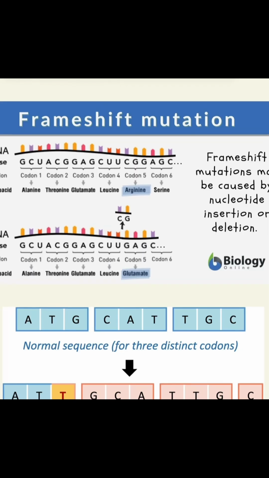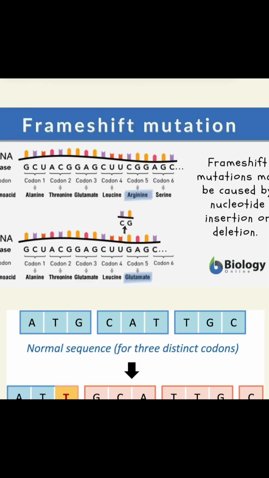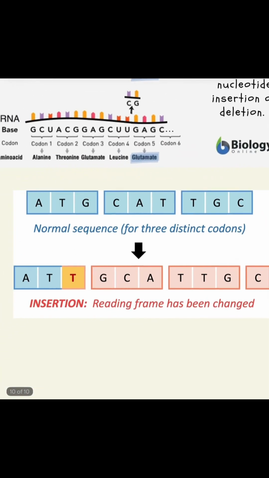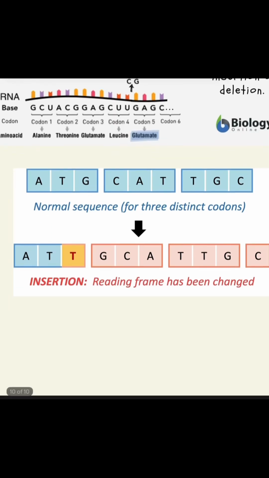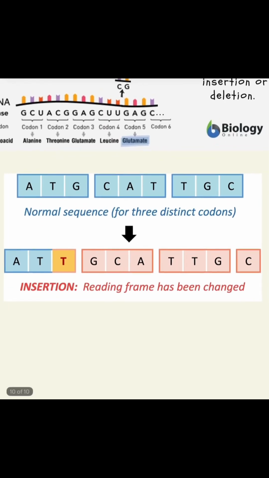If we have a look here, this one is an example of an insertion frameshift mutation. So this is our normal sequence up here, and the thing that's been changed is we have an extra T base that's been inserted into this first codon here. So instead of having ATG, we now have ATT, and this G has been moved over here. We can see it's here now.